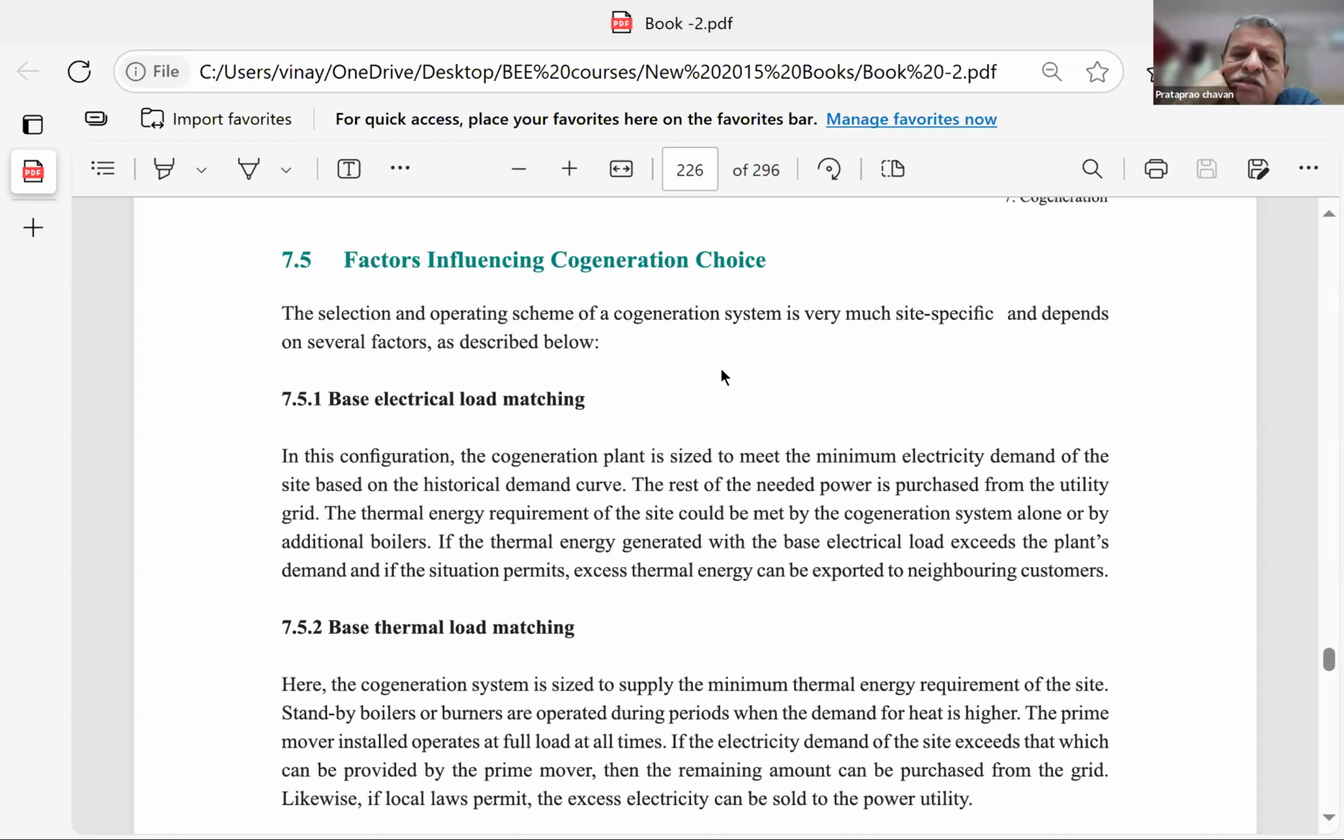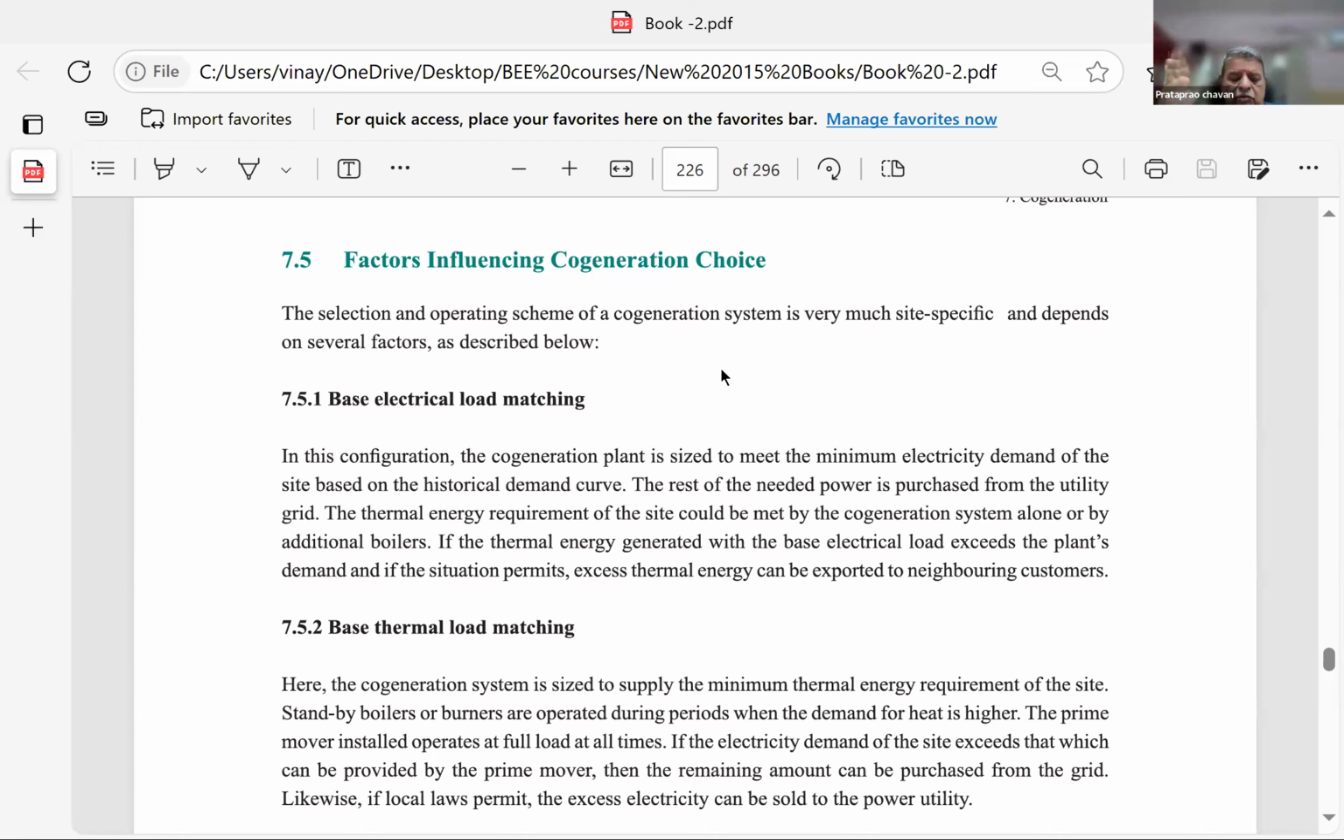Suppose the factory says, sir, my electrical load varies between say 5 megawatt and 4.5 megawatt. Okay, then if this variation is there, should I give him an electrical plant with 4.5 megawatt capacity or 5 megawatt capacity? Because the electrical load will not constantly be the same. Part of the time, he may not use 5 megawatt. His requirement is only 4.5. What about the 0.5 megawatt which he has extra?